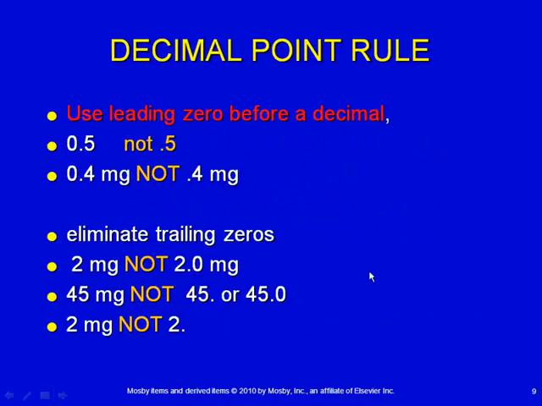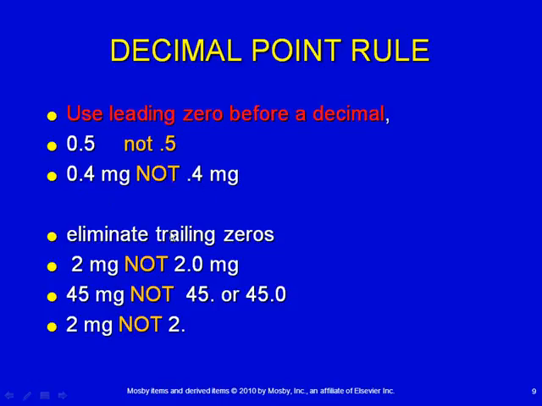Because this is so critical, we're going back over it again. Use leading zeros before a decimal. So when we have a decimal, we want a leading 0. We will not record it as .5. You will record it as 0.5.